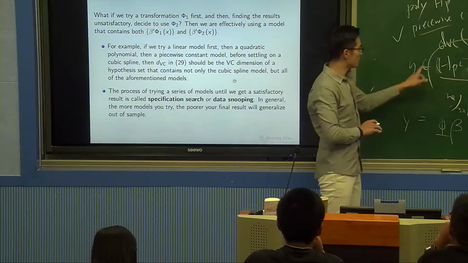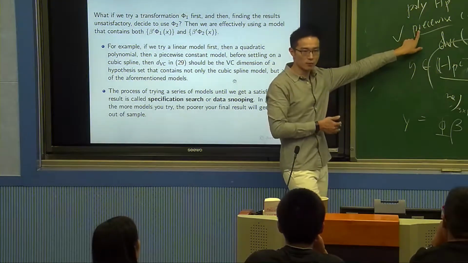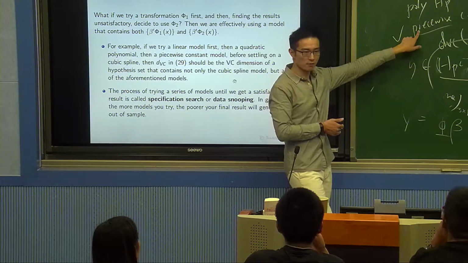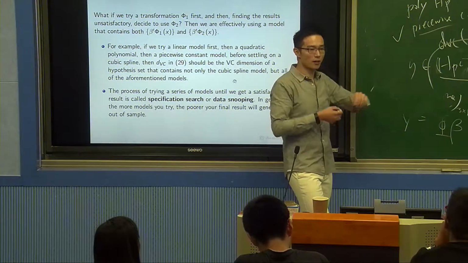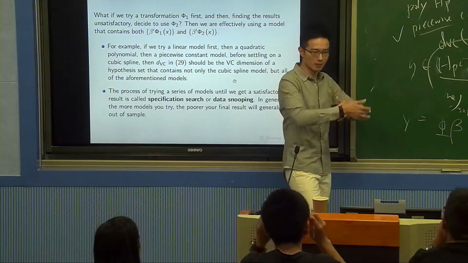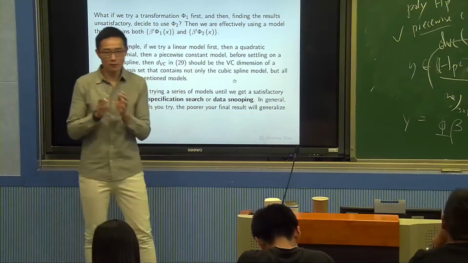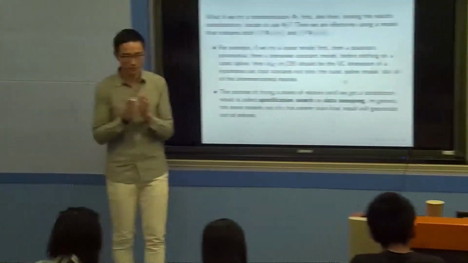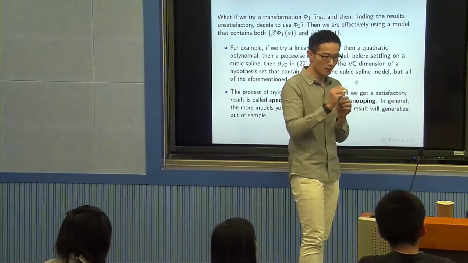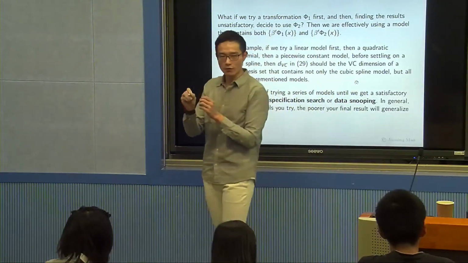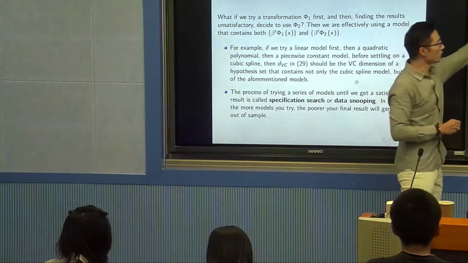So in other words, your VC dimension is going to be larger than the VC dimension of the piecewise constant model alone, because it's the VC dimension of the combined set. You are in effect estimating a more complex model than what you get in the end. So what does that mean for the generalization ability of your model? It means that your final hypothesis, the generalization performance is going to be worse than if you start with piecewise constant, if you do not try this.